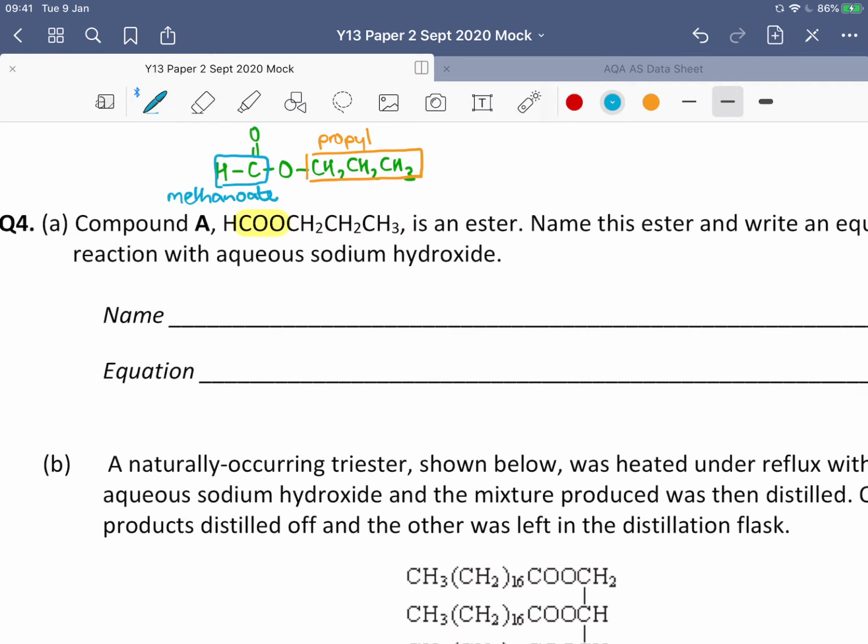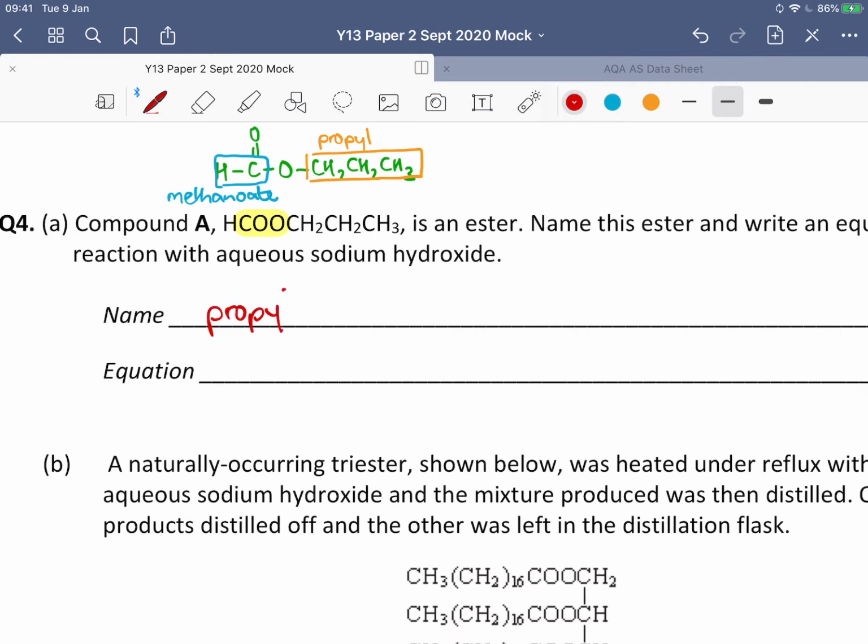And I can understand it's slightly confusing because in a sense it's the second part of the name first in this structure and the first part of the name second in this structure. But that's something you can get used to, and you can absolutely handle that. So the name is propyl methanoate.